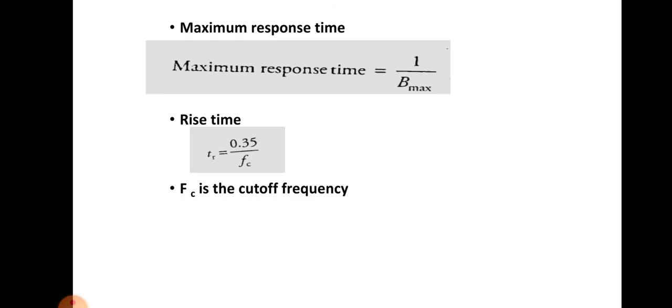If we give a light step input, the maximum response time is given by 1 divided by B max, where B max is the bandwidth. Similarly, if we give a step light input to the photodiode, the time taken for the response to increase from 10% of its value to 90% of its value is the rise time, and that rise time is given by the equation TR equal to 0.35 divided by FC, where FC is the cutoff frequency.